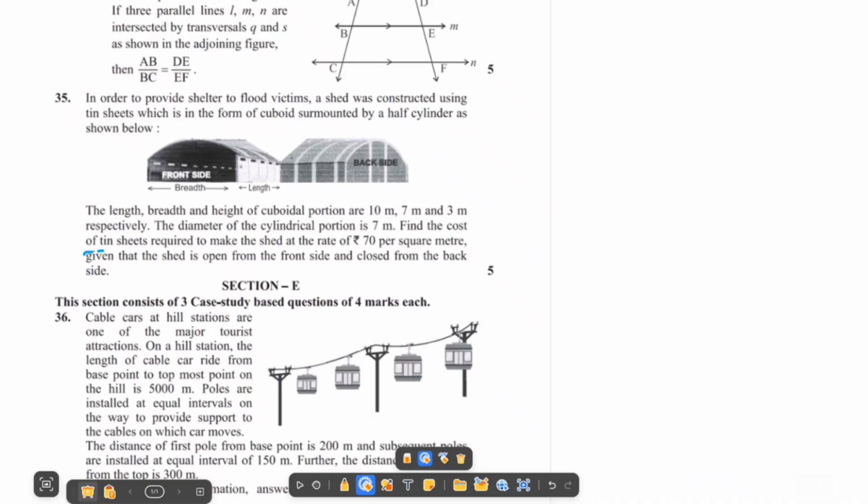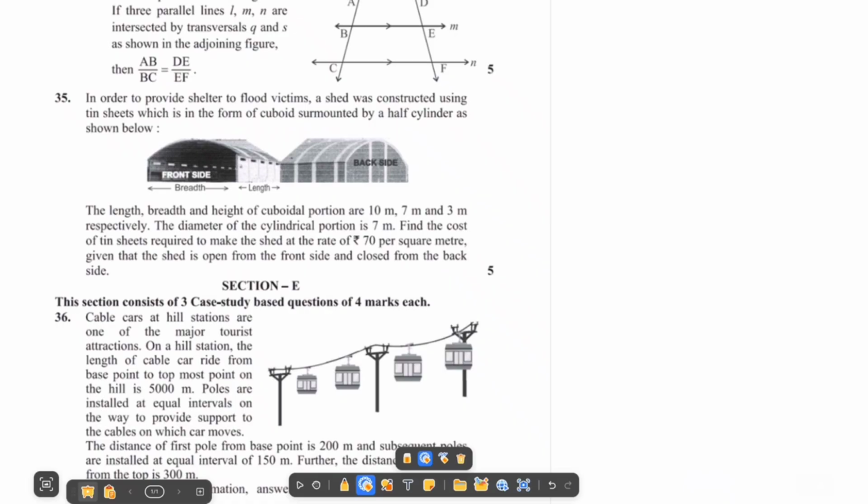Find the cost of tin sheets required to make the shed at the rate of 70 rupees per square meter. Given that the shed is open from the front side and closed from the back side.